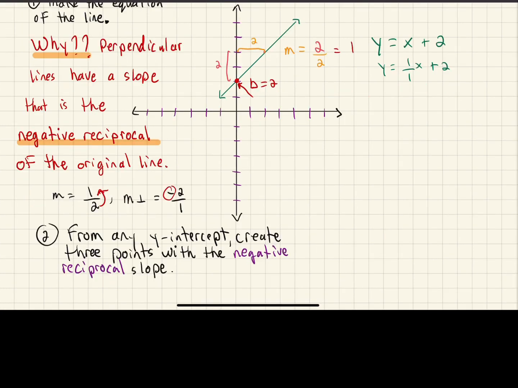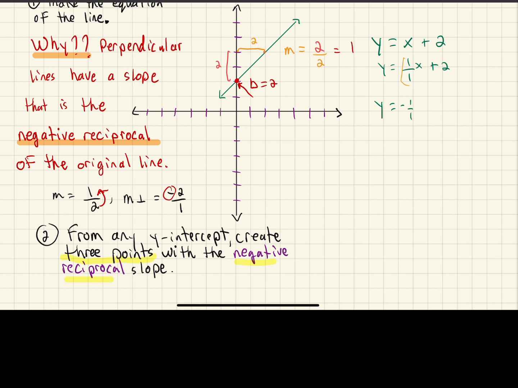So then the second part of this is going to be that from any y-intercept, you could really start it from anywhere along the y. We're going to create 3 points with the negative reciprocal. It can be 2, but usually they say the best thing to do is 3. But if you want to just do 2 points from that y-intercept, that is totally fine. And so over here, if our slope is 1 over 1 or 1, then our perpendicular slope is going to be negative 1 over 1. Or we could just write negative 1x, or even just negative x.